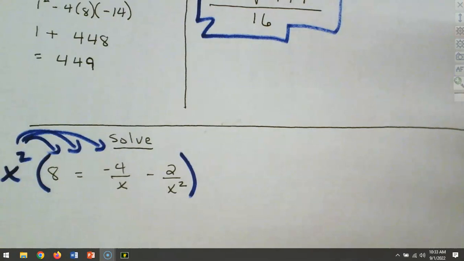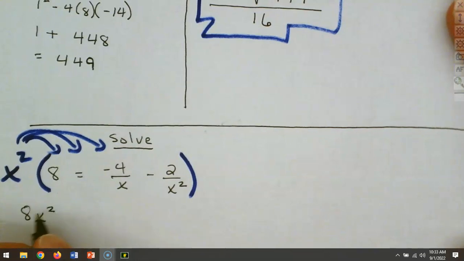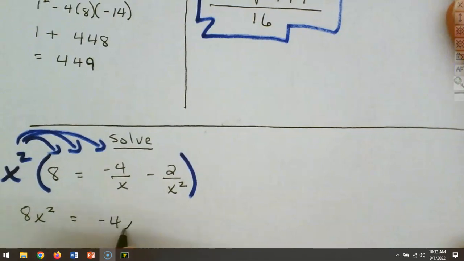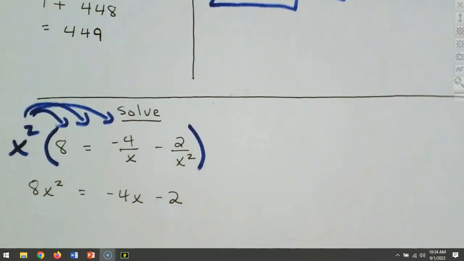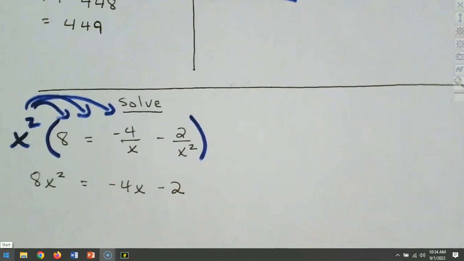So take your time and distribute that x squared through. So now that gives me 8x squared equals x squared and an x cancel, leaves you with a minus 4x. X squared and x squared cancel, that leaves you with a negative 2. So all I did was multiply it all by x squared.